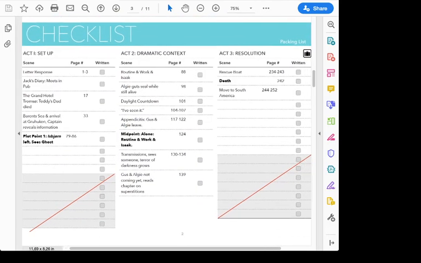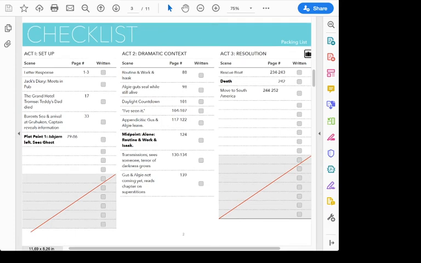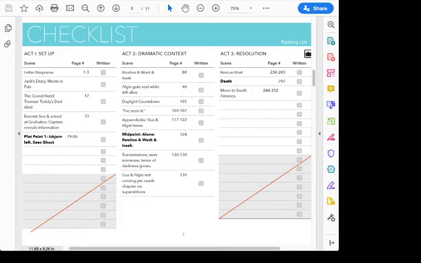Okay, so this is a checklist that I made for the scenes. This is so that I can show you a little bit about how Dark Matter breaks down into scenes and then page numbers.